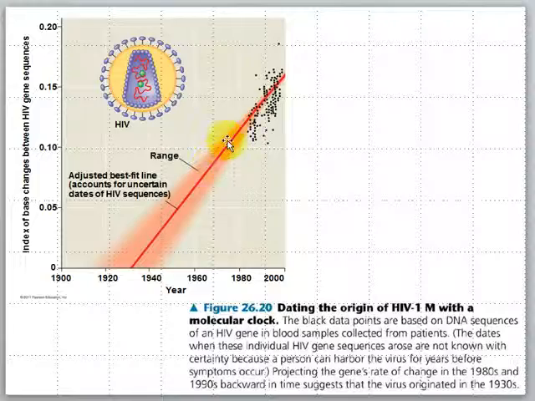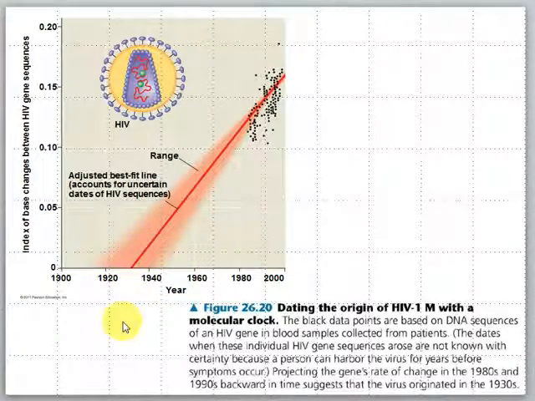Of course, it widens as you go down because you have to have some measure of uncertainty, since you are extrapolating. So you get an adjusted best fit line, and then you take all that all the way back, and it would seem to indicate that the first infection of humans occurred sometime between 1920 and 1940. So somewhere in the 1930s would be your best bet. That's a good example of a molecular clock in action.